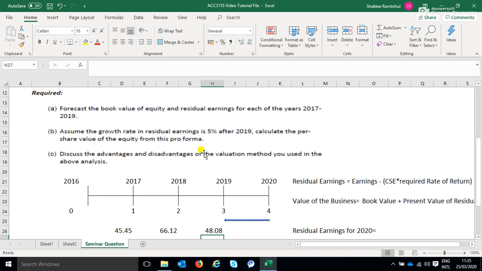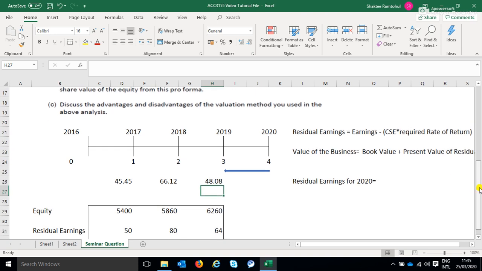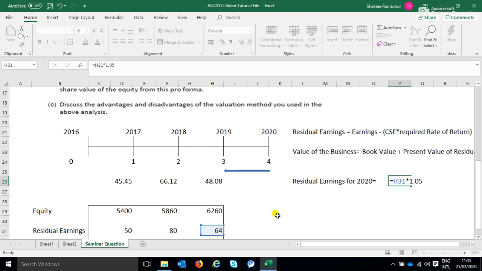We're told, well, as from 2019, the residual earnings is expected to grow at 5%, so until perpetuity. If that's the case, then the residual earnings, I've added 1 year here for 2020. So that would be equal your residual earnings in 2019 multiplied by 1.05. So as from 2020, the residual earnings would be 67.2 and then growing thereafter until perpetuity.